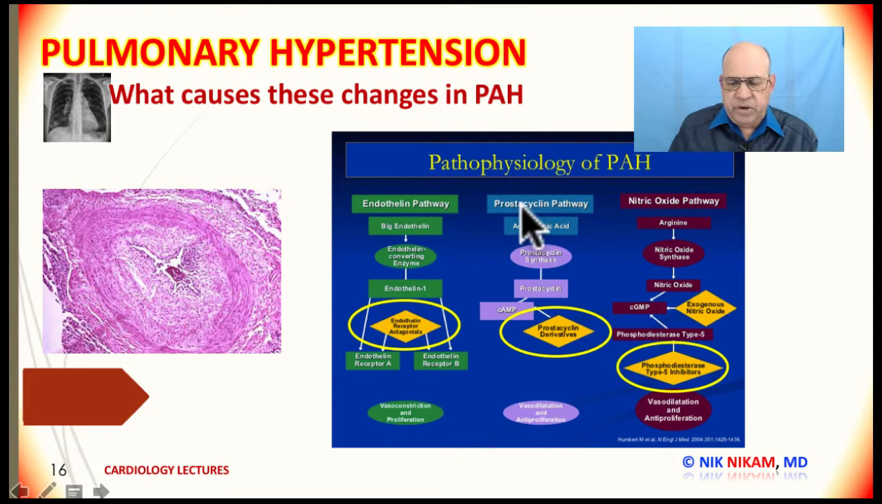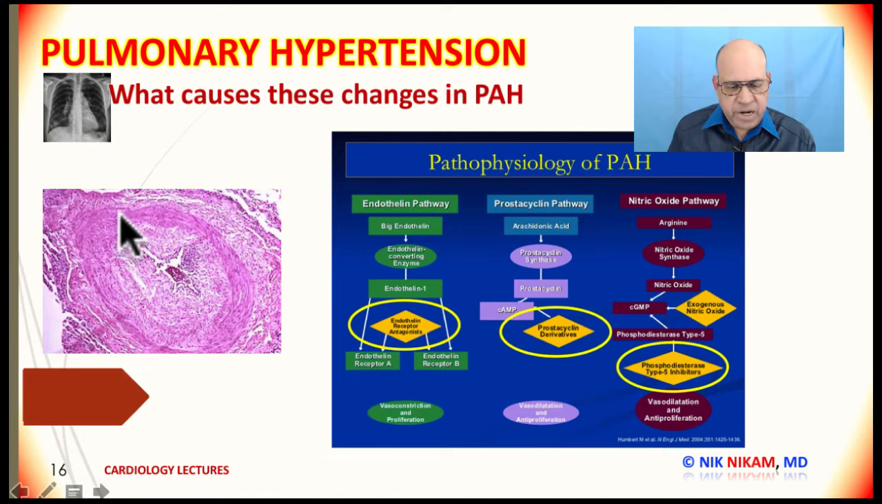There is inhibition of the prostacyclin pathway. As a result, it prevents vasodilatation and anti-proliferative properties. Similarly, nitric oxide is supposed to increase cyclic GMP, which leads to vasodilatation and anti-proliferation functions, and because this is blocked, that can also lead to pulmonary arterial hypertension and the vascular changes we see on pathology.